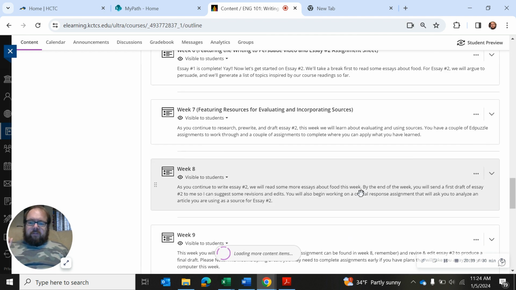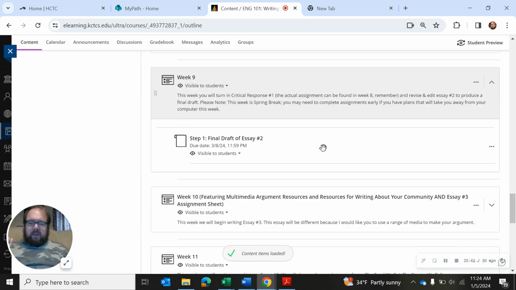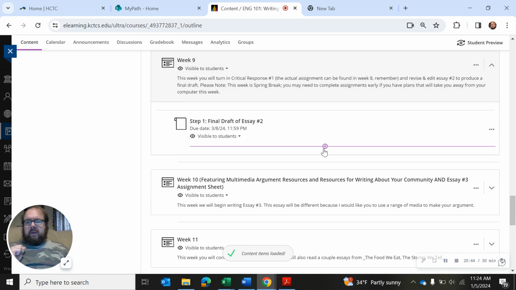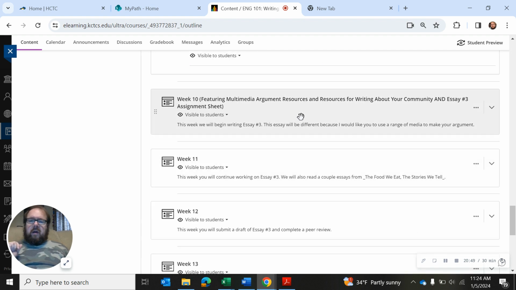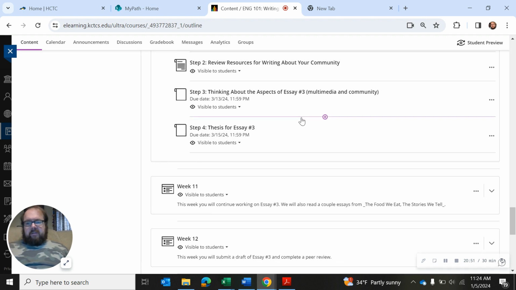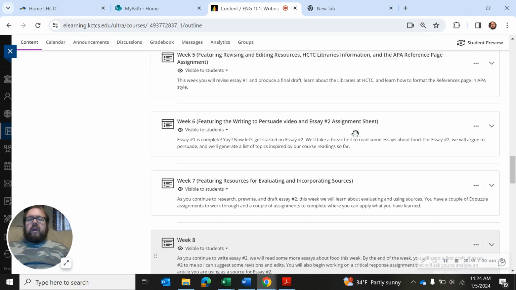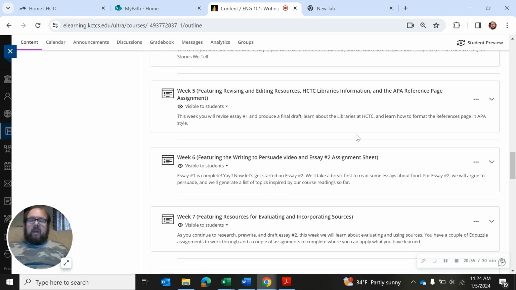But if we go down to something like, let's see, week 9 has 1 step. That's turning in the final draft of Essay 2. Week 10 has 4 steps, right? So each week has a certain number of steps. If you have any trouble as you're working through the steps, just let me know. Try to keep up, because there are some things that we want to do as a class. Like there are some discussion boards that we want to all look at and respond to at the same time.